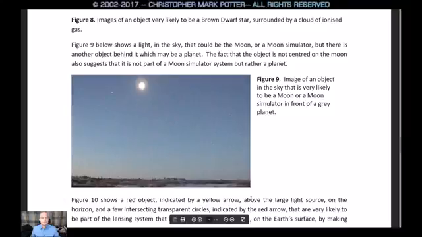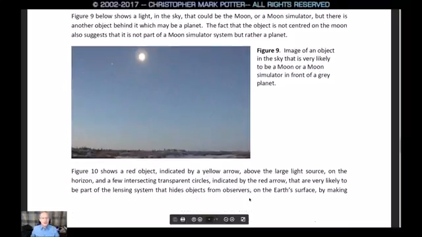I killed it. Figure 9 shows a light in the sky. Well, it could be the moon or a moon simulator or, right? But there is another object behind it which may be a planet. The fact that the object is not centered on the moon also suggests that it's not part of a moon simulator system, but rather a planet. It could be a lens flare too, right? Figure 9, image of an object in the sky that is very likely to be a moon or a moon simulator in front of a gray planet.